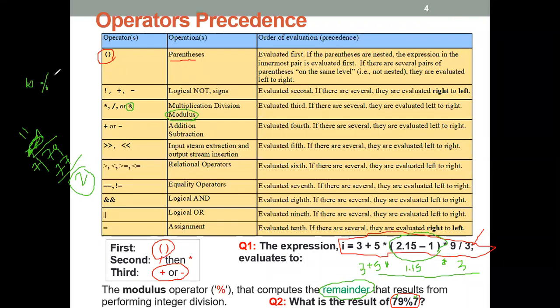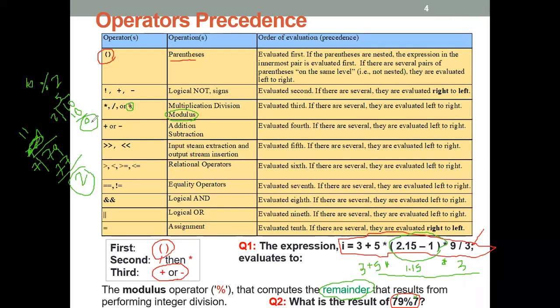So the result will be 0, because if you divide 10 by 2, 2 times 5 will be 10. So 10 minus 10 is 0. The answer is 0. This is the thing: whatever is left, you have to take. You cannot go further. Just divide this and then take whatever is left.